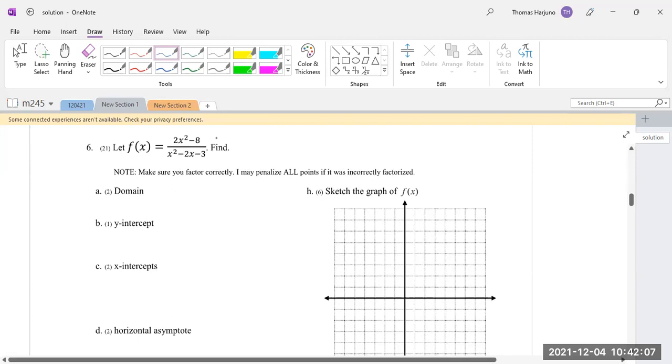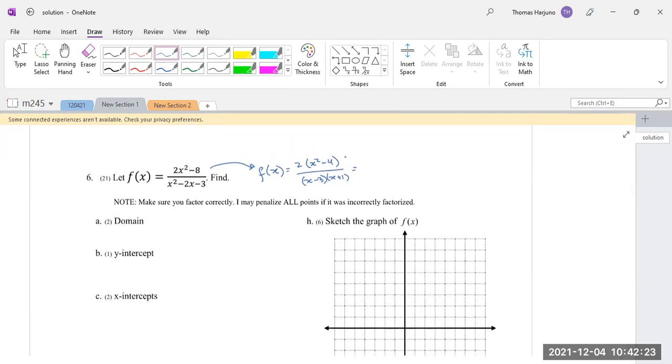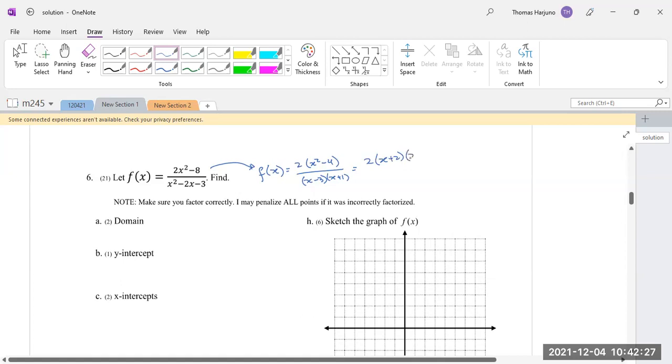This is a rational function. Let's factor it first. f of x equals, I factored out 2, I get x squared minus 4 at the top. At the bottom, x minus 3, x plus 1. I can factor the numerator further. This is 2 times x plus 2, x minus 2, over x minus 3, x plus 1.